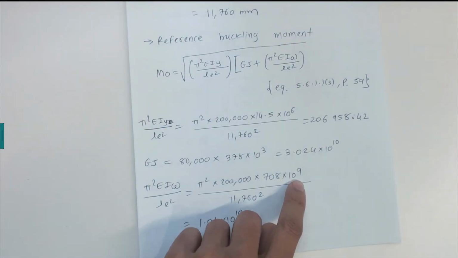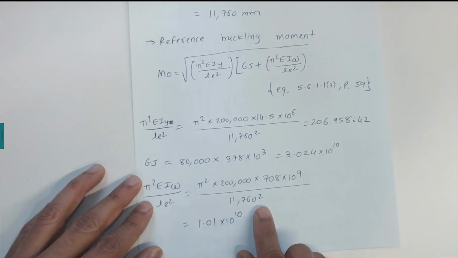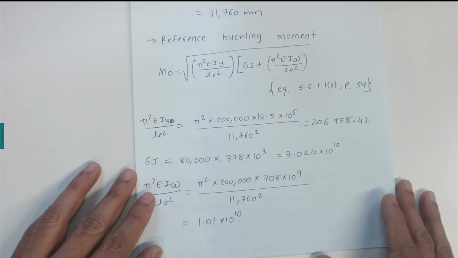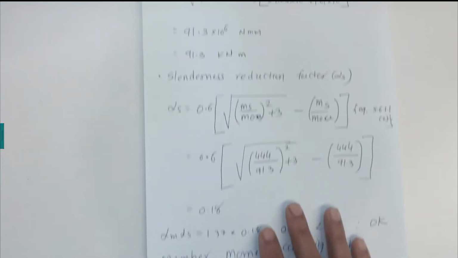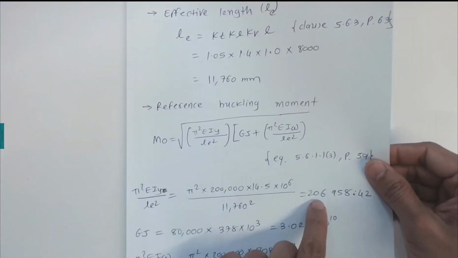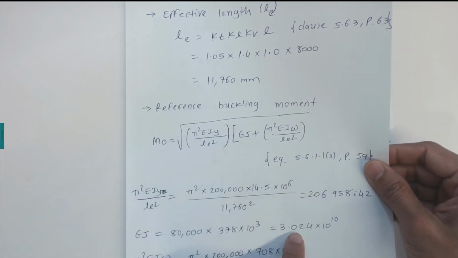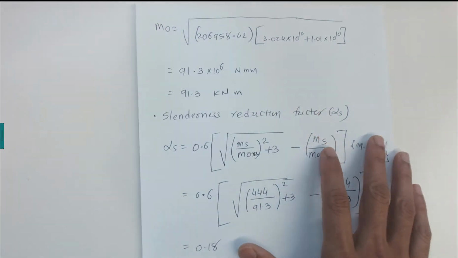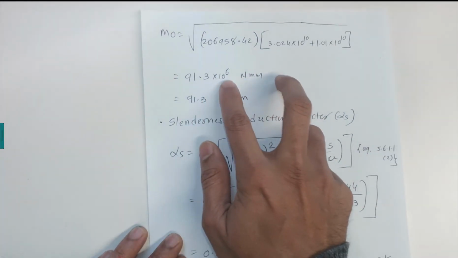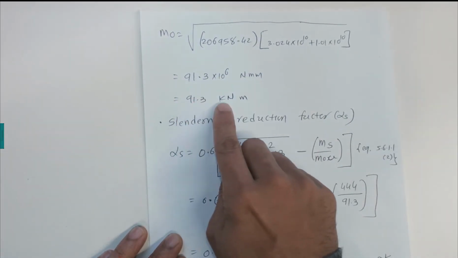So 710 to the power 9 divided by 11760, and that's the value for these three. So now I'm substituting those three different values, one by one. This one is 206,958, GJ is this value, and this value is this one. That gives us these big numbers here: 91.3 × 10^6, or 91.3 kilonewton meters.